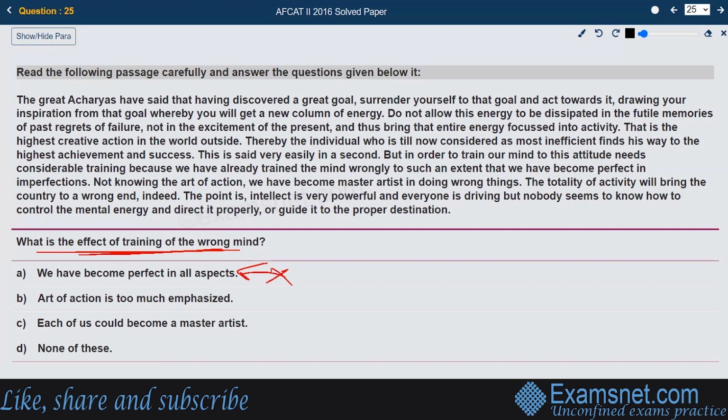Next is, art of action is too much emphasized. But that is not the right answer. What is the effect of training a wrong mind? So this has no connection with the question given. Each of us could become a master artist. No. So the right answer is none of these. What is the effect of training the wrong mind? None of these is the effect of training the wrong mind. Okay. So the right answer is option number D, none of these.